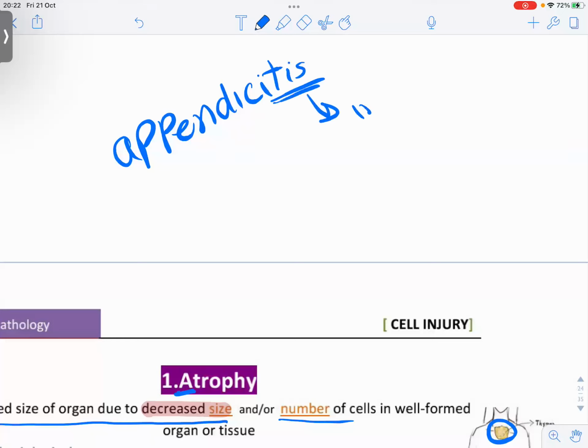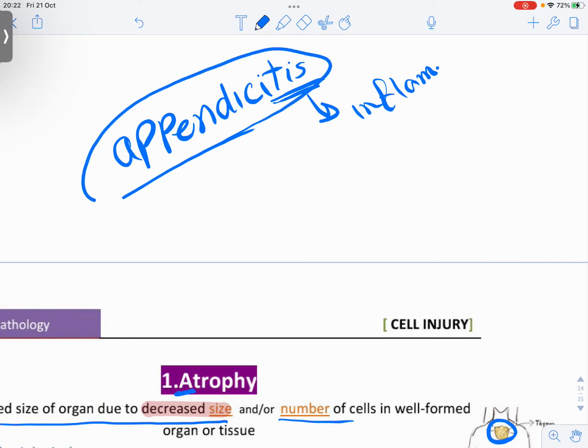Itis means inflammation. Appendicitis is inflammation of the appendix. The appendix is located behind, in the large intestine, in the colon. But when you find a patient with appendicitis, all of them will be young. You will never find a patient 60 or 70 years old who has appendicitis.